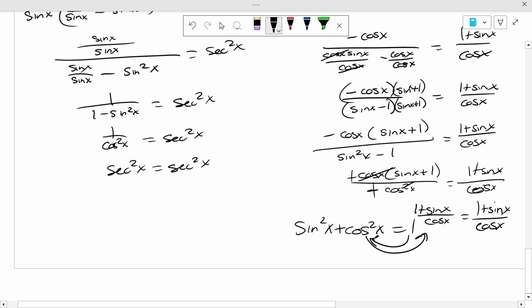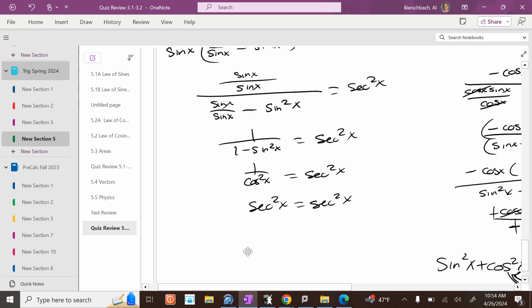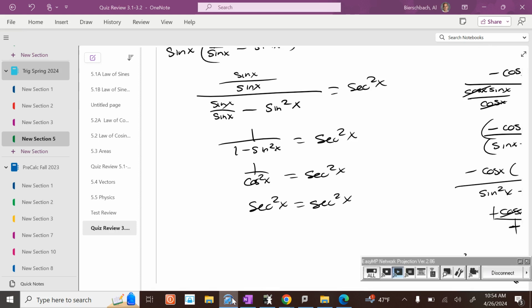Now, are the proofs or the identities going to be exactly the same? No, they're not going to be. One of them might be absolutely vastly different from these. Okay, you just got to understand how to keep rolling on those. Okay, so that's it for today. And then next time, Monday, we'll take a quiz and get started with cosines.